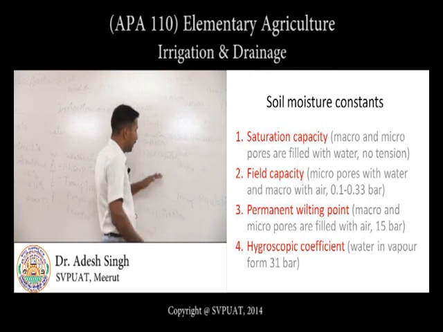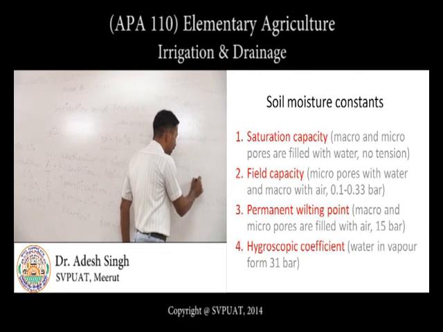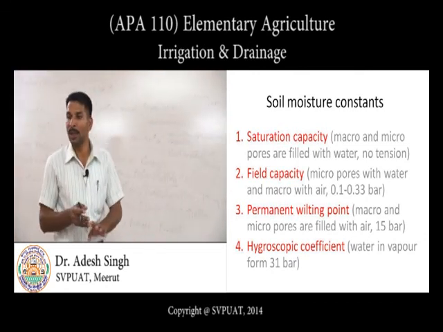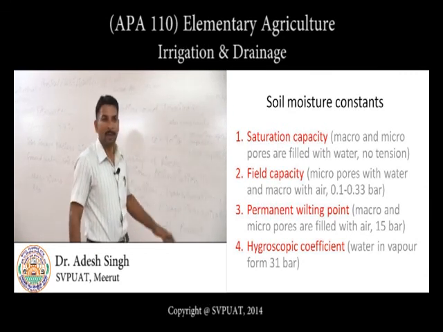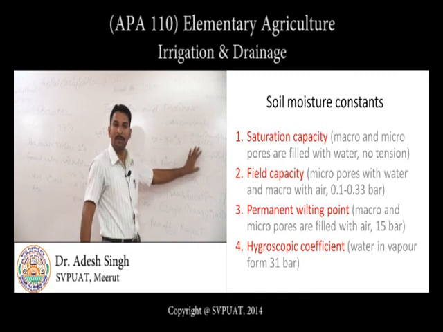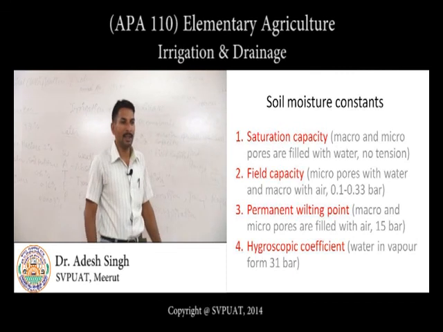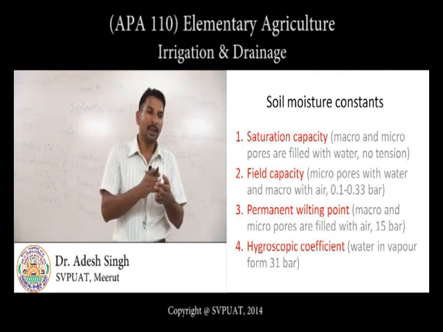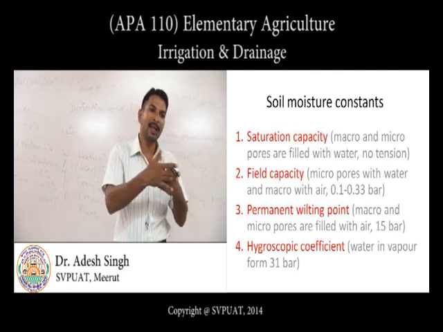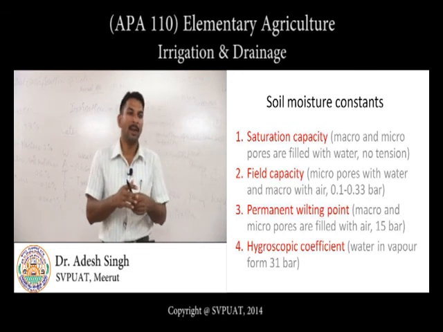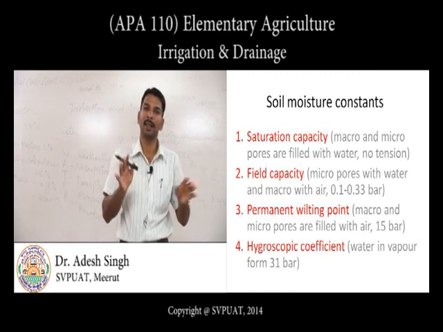The tension measured at permanent wilting point in different soils is 15 bar. So water available to the crop plant is in between 0.33 to 15 bar only, or in certain soils 0.1 to 15 bar. And at this permanent wilting point level, the water is only retained in the adsorbed portion, means the water is tightly held with the clay complex, and all the pores, either macro or micro, are filled with air.